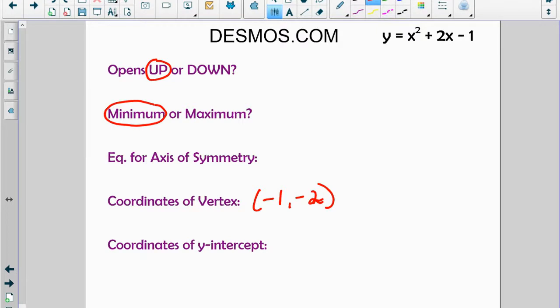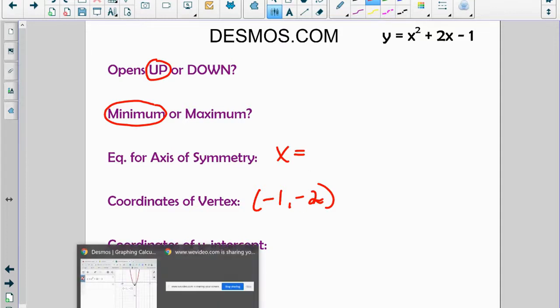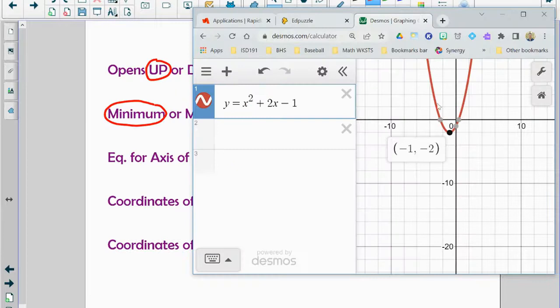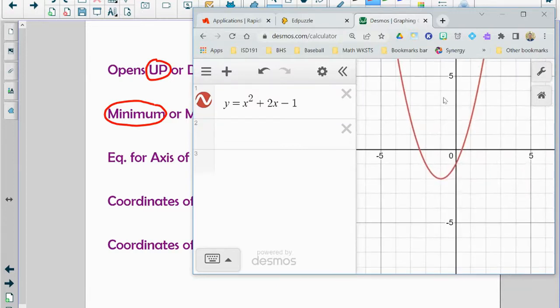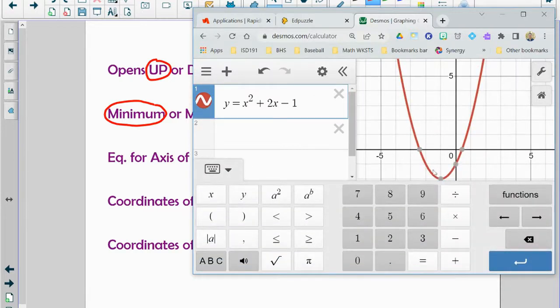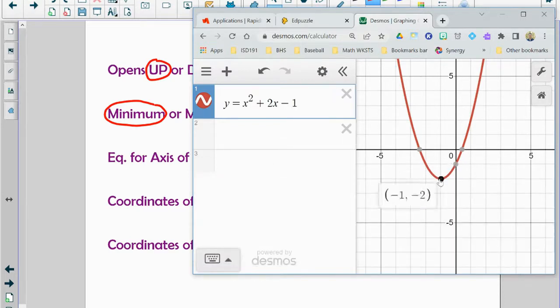Now, for my equation for the axis of symmetry, remember it's always going to be x equals a number, and it's that x coordinate of where the line of symmetry goes right through the middle of the vertex. Now, I don't see the line here, so I have to use something else that I already know about this. Now, I know that my vertex had an x coordinate of -1, right there again. So my x coordinate's -1.